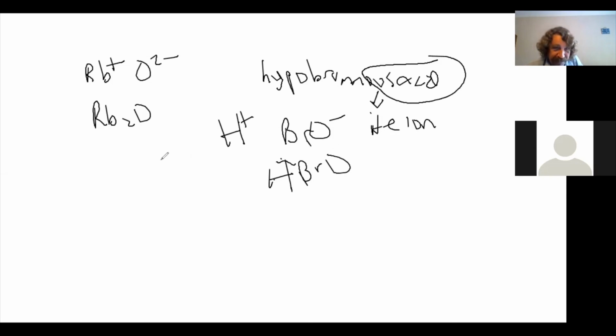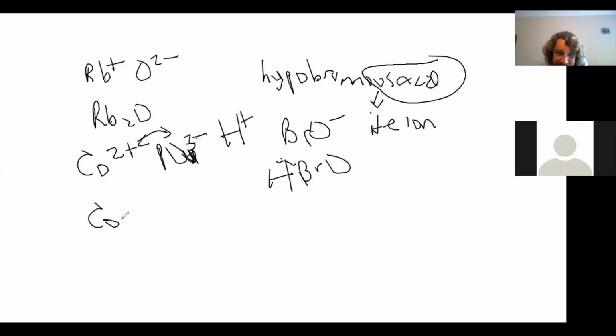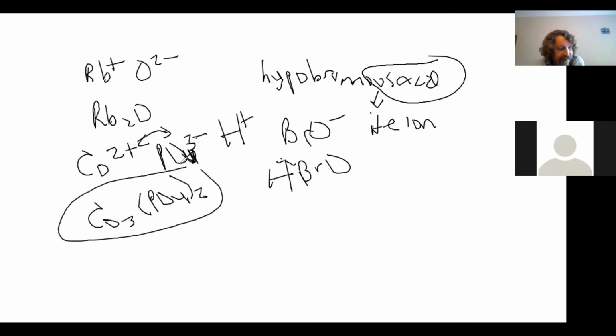Okay, cobalt(II) phosphate. So again, the Roman numeral II refers to the charge on the cobalt, and then phosphate. Then when we look at these, +2 and -3, the common multiple is going to be 6. So that means we need 3 of these, and we need 2 of these, like so.